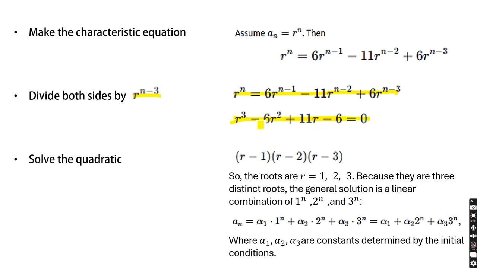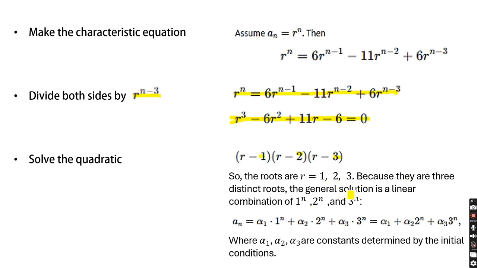So after we divide both sides by r minus 3, we will solve the quadratic equation. So makita nato that we have (r minus 1)(r minus 2)(r minus 3). So the roots are 1, 2, and 3 because they are 3 distinct roots, or lahi-lahi ang values sa roots. Unlike sa theorem 2 na there is only one root, nganhi sa theorem 3 is lahi-lahi ang 3 nga roots.